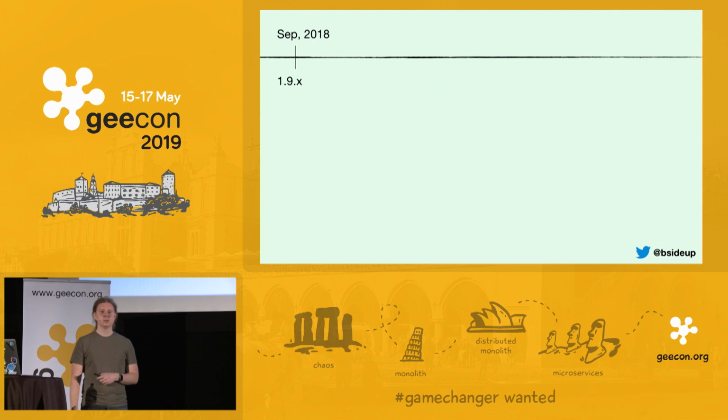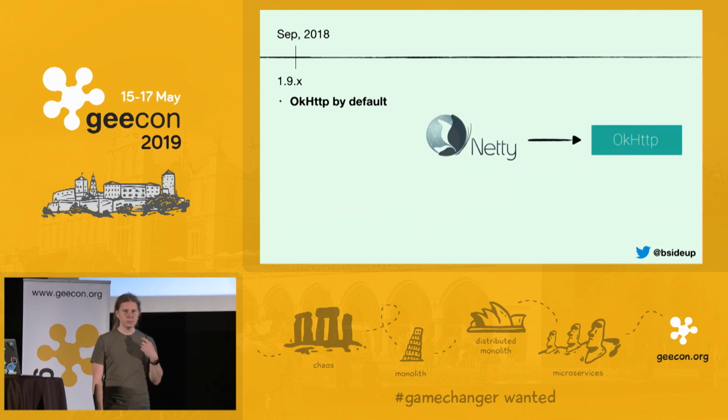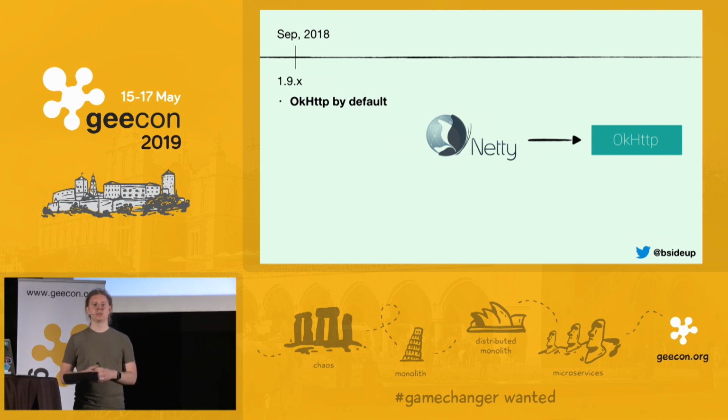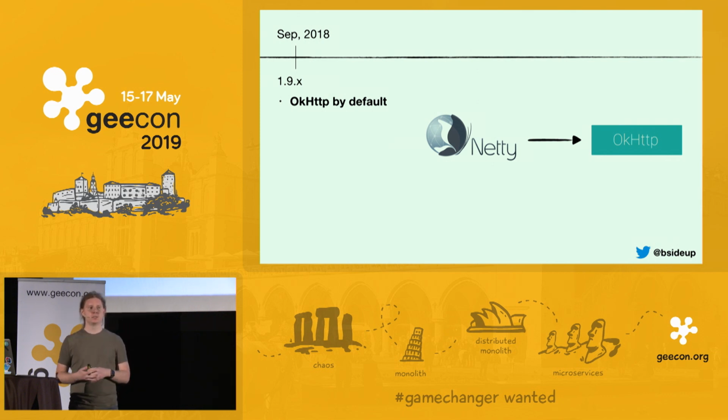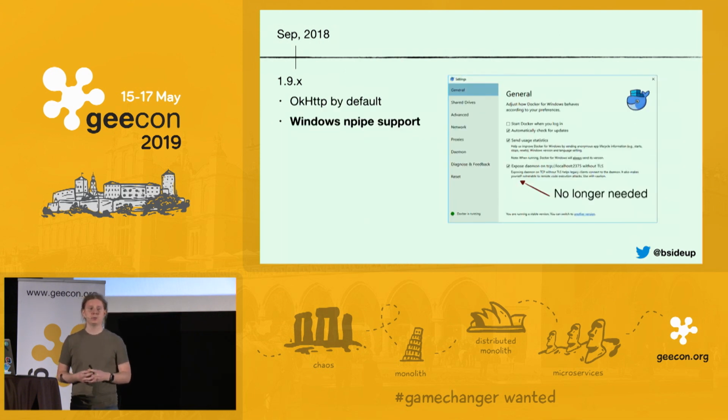We go forward, now September 2018, and after tests, we made the decision that now OKHTTP will be the default transport. We were using Netty by default, but then after 0 reports about any issues with OKHTTP, we finally did migration. It helped us to implement Windows npipe support.